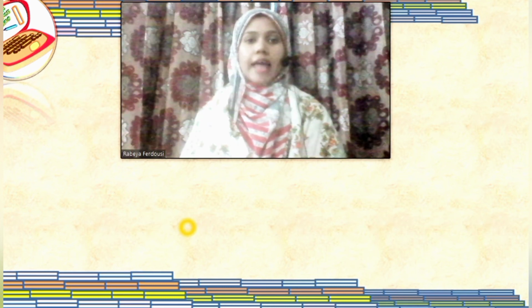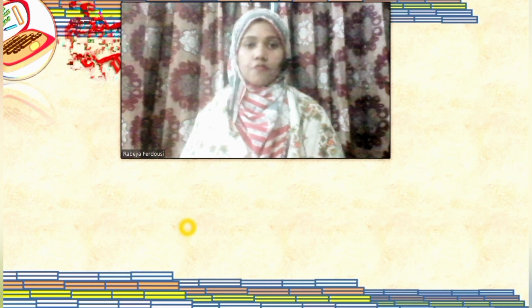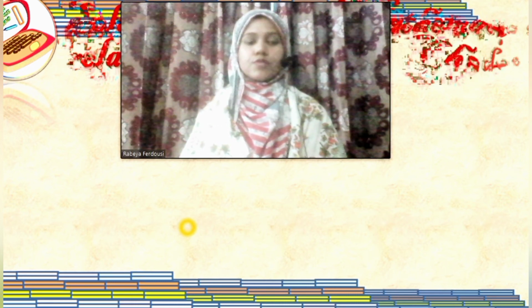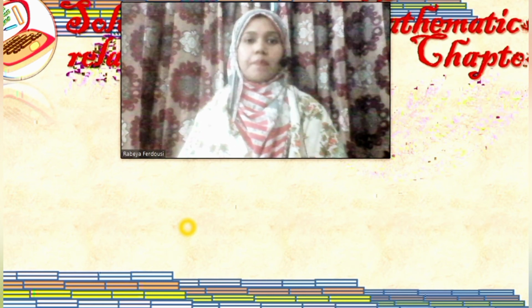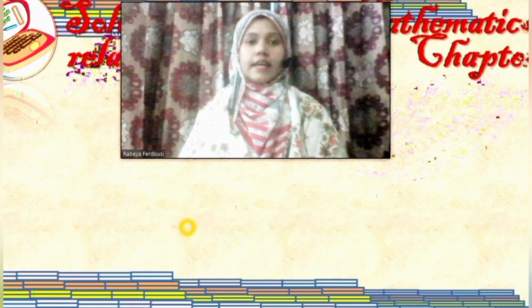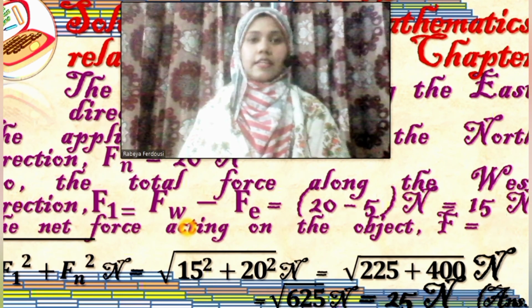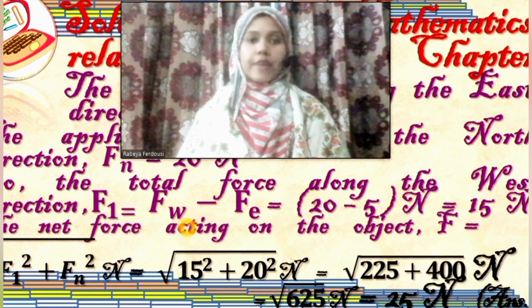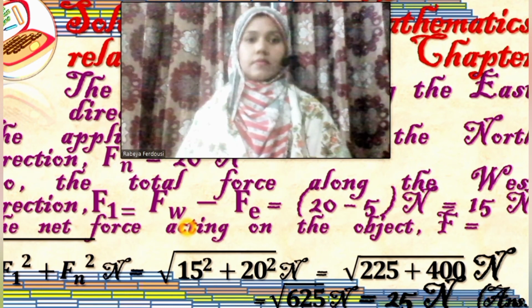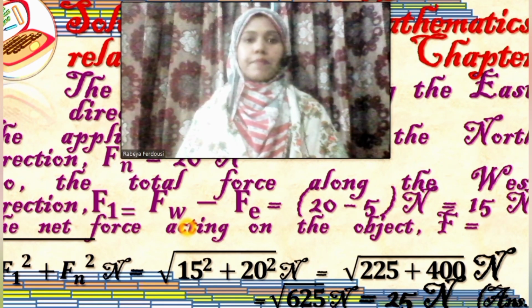Since we have to determine the magnitude of net force that is acting on the above figure, at first we have to subtract the force along the east direction from the west direction, because the force along the east direction is working in the opposite of the force along the west direction. Therefore, the force along the west direction is also greater than the east direction. So, after subtracting, the total force along the west direction will be F1 equals Fw minus Fe equals 20 minus 5 Newton equals 15 Newton.